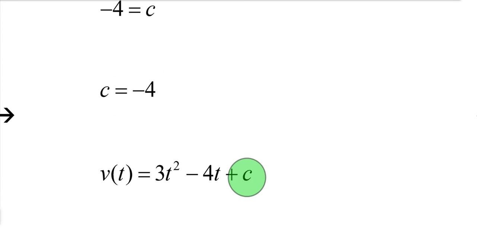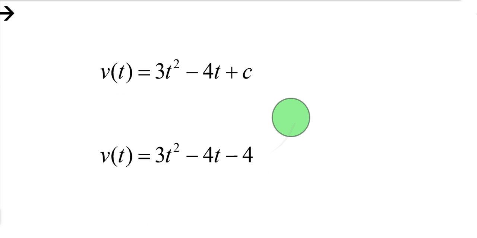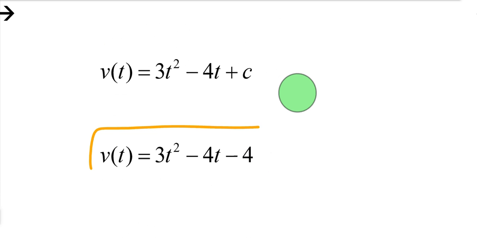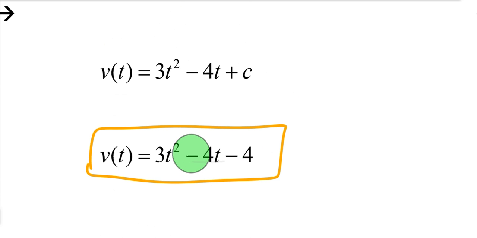Once we replace c with -4, we get the velocity equation, which is v of t equals 3t squared minus 4t minus 4. So you can plug in any value for t at any given point in time, and it will tell you the velocity of that particle. For example, if you plugged in 1, your velocity would be 3 minus 4 minus 4, which would be -5. So it'd actually be going faster than when it started, because it started at -4. Pretty interesting stuff.